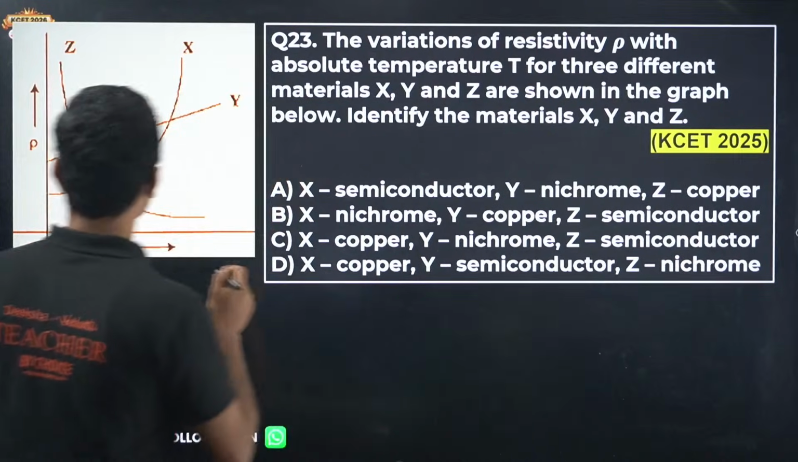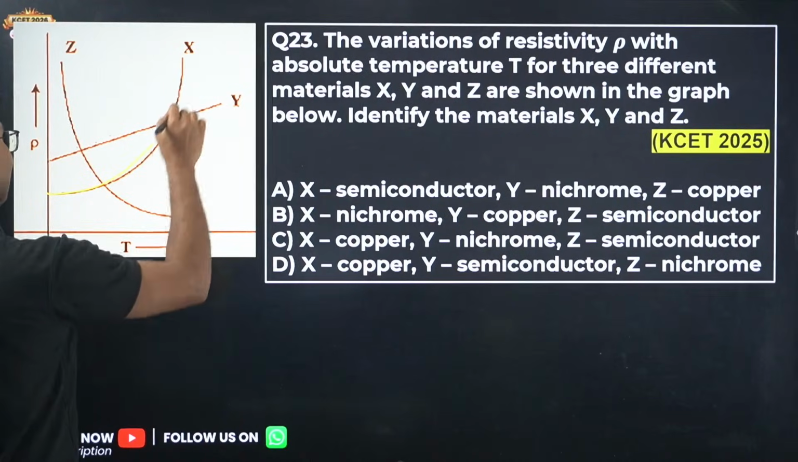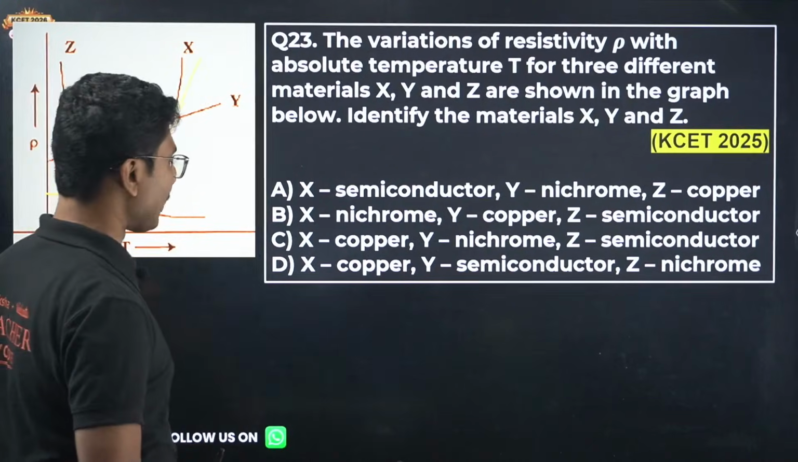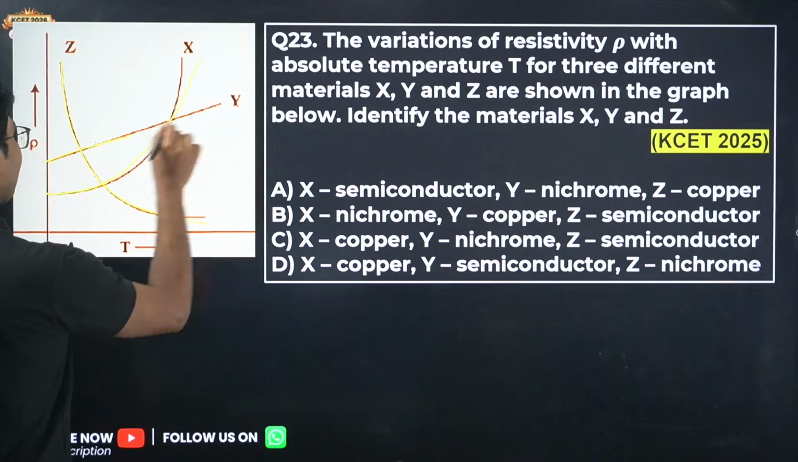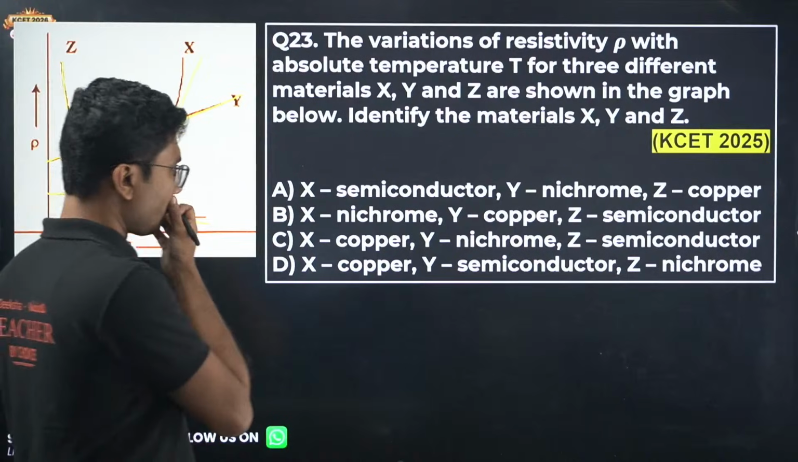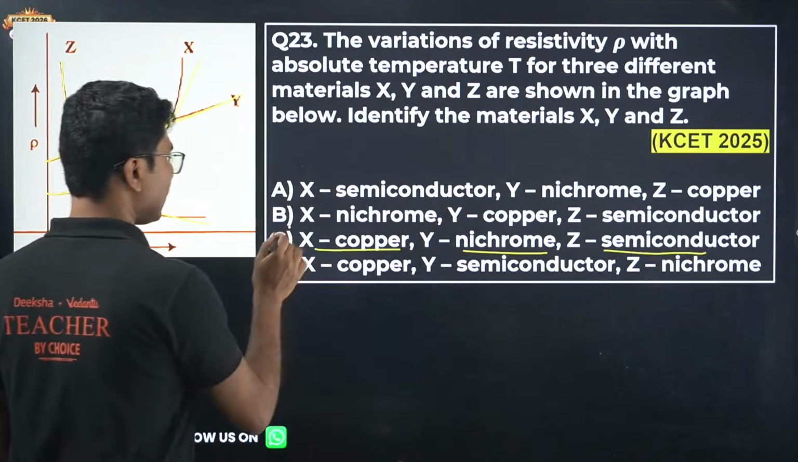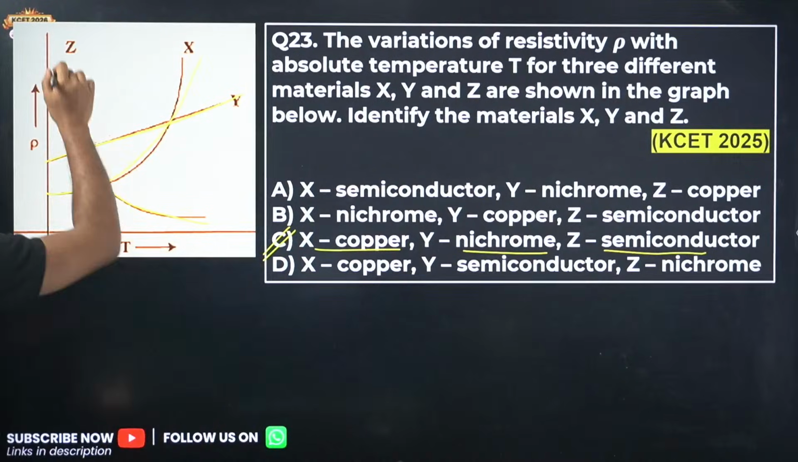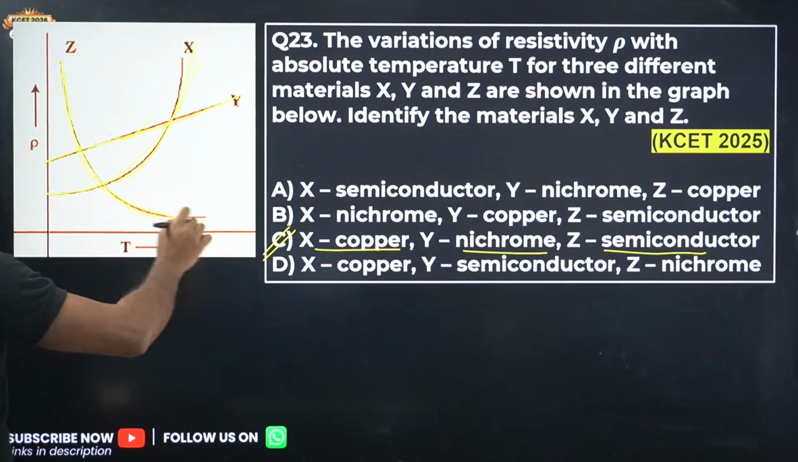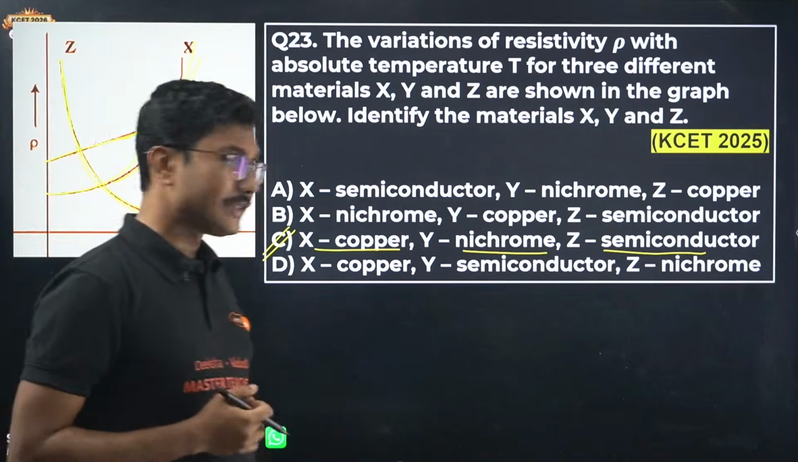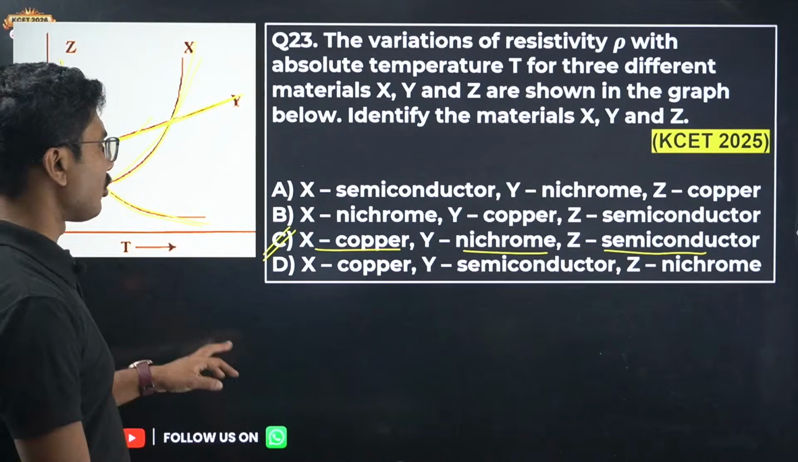So X is copper. X is copper, its resistivity is increasing with temperature, so this must be the copper conductor. Z must be the semiconductor, and this one must be the alloy, which is nichrome. Okay, so copper, nichrome, semiconductor. So correct answer is option C. Copper, because its resistivity is increasing with temperature. This is semiconductor because its resistivity is decreasing with temperature, and this one is basically constant, almost constant.